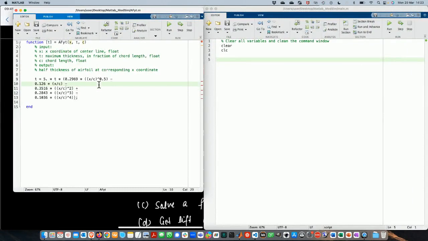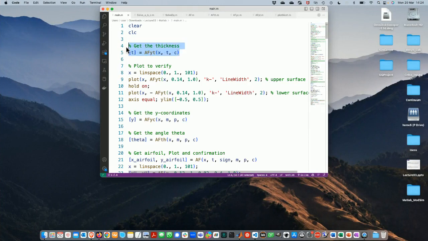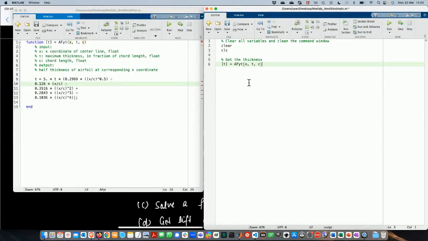So we got the top coordinates, so I'm going to just go back here and maybe in my main function I probably need to call them, right? So to get the thickness. I'm going to get the thickness.